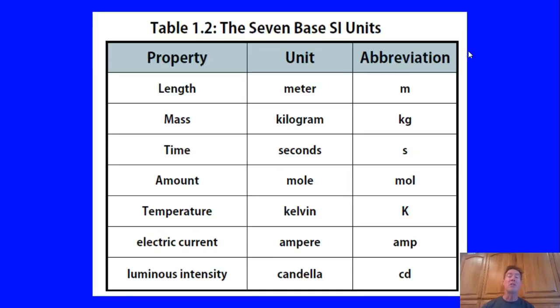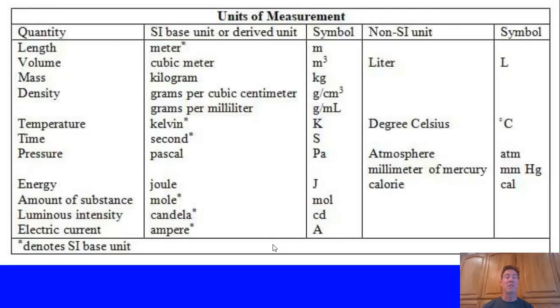So here are the 7 base units of the SI system. For length, the unit is the meter. Here's its abbreviation. For mass, the kilogram. For time, seconds. For amount, mole. And we're going to hear a lot more about the mole in chapter 6. For temperature, it's Kelvin. Not Celsius as you might expect, and certainly not Fahrenheit, but we'll get to that later. Electric current, it's ampere, and luminous intensity, it's candela. So those are the 7 base units for the metric system.